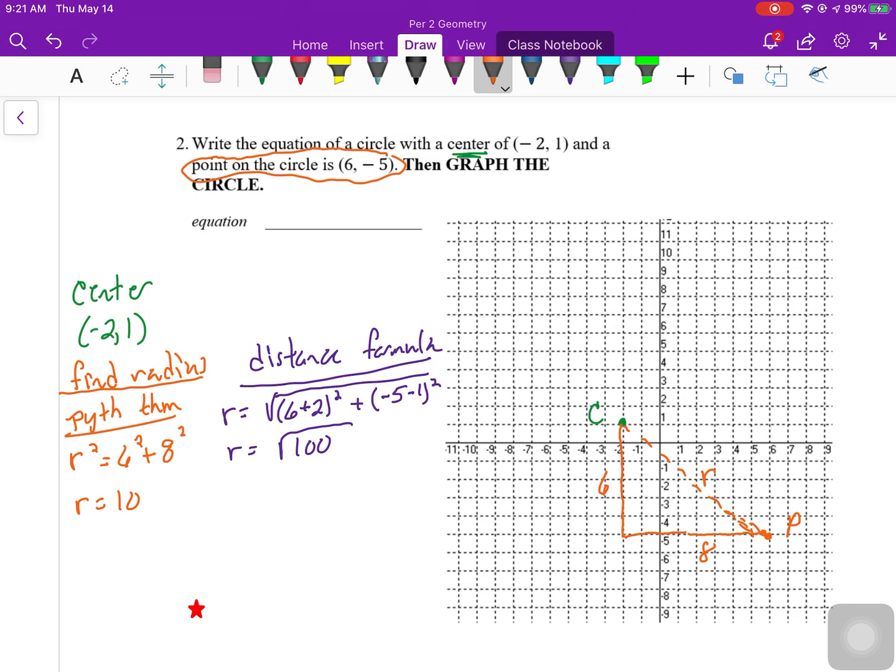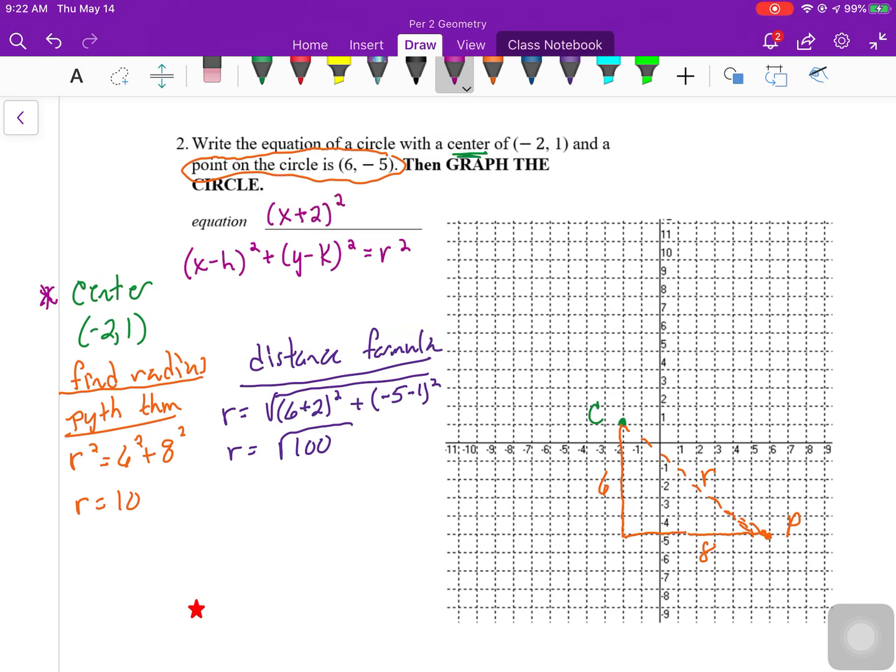Now either method is going to give us the same radius. So no matter what, we're going to end up with a radius of 10. Now it's time to write the equation of our circle. And recall that to write the equation of a circle in standard form, we use (x minus h) squared plus (y minus k) squared equals r squared.